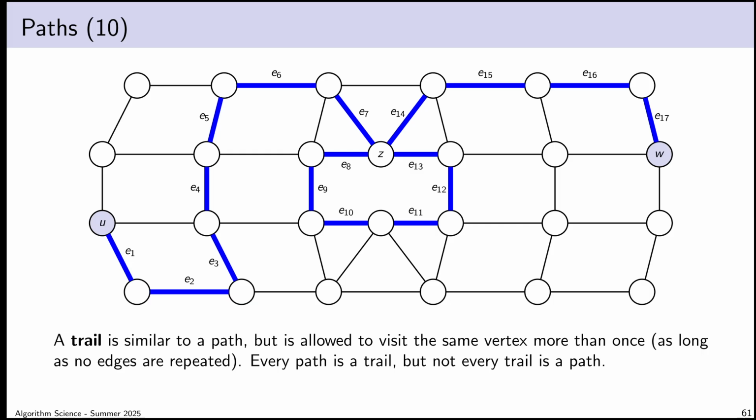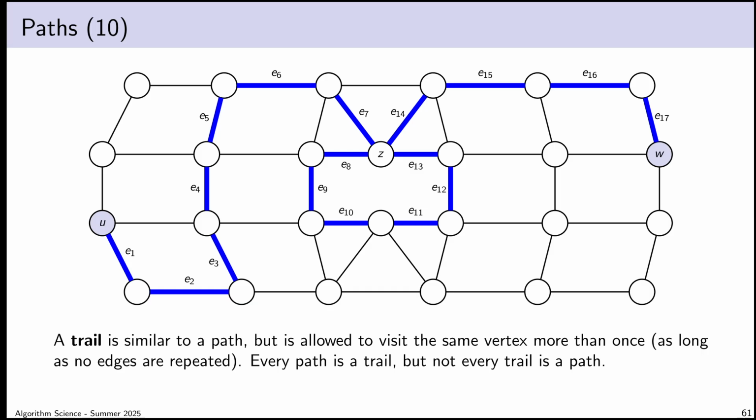So a trail is like a path, but it is allowed to visit the same vertex more than once, but it is not allowed to repeat edges. So once I've used an edge, I can't follow it again during a trail, but I am allowed to visit the same vertex as long as I arrive and leave that vertex via different edges every time.